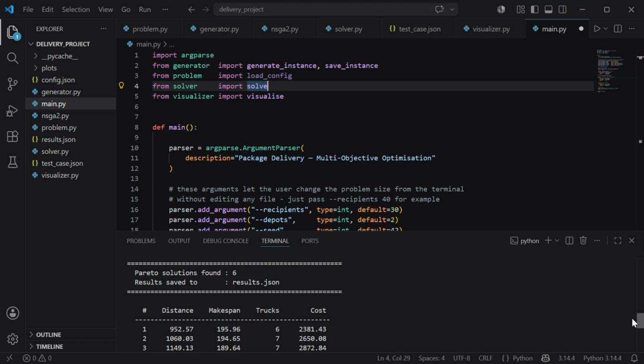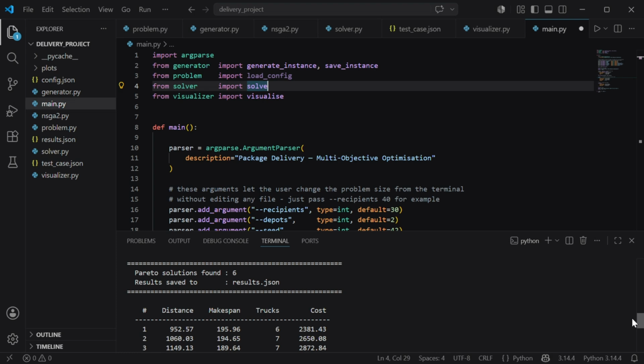Then also the problem section prints. We have 8 trucks available. Each one can carry up to 100 units. The population size of 100, also running for 200 generations. Then let's see what the generations will print. You see the 200 generations. Let's see what it prints.